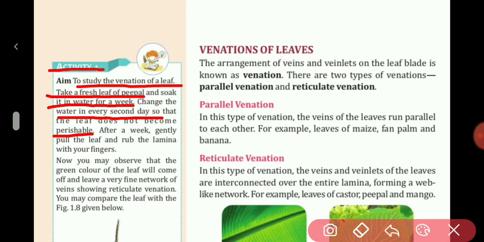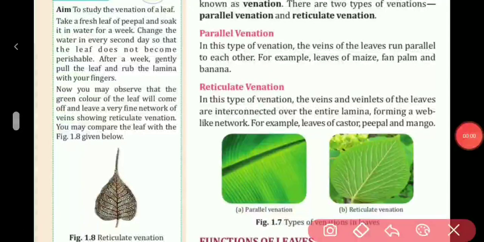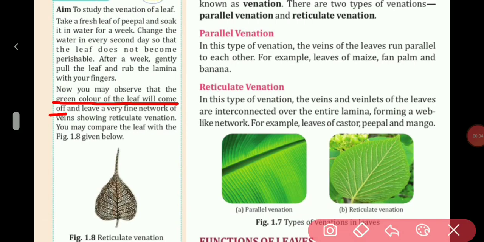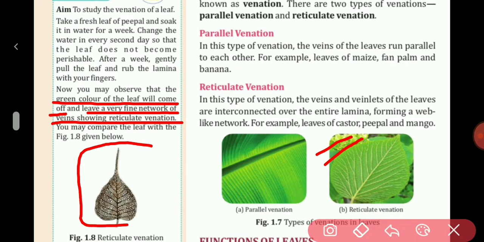After a week, gently take the leaf out of the water and rub the lamina with your fingers. Now you may observe that the green color of the leaf will fade away and leave a very fine network of veins showing reticulate venation. You can compare the leaf with the diagram given here.